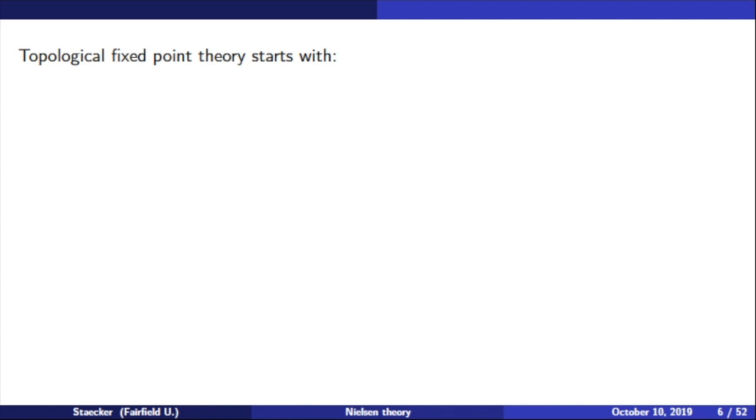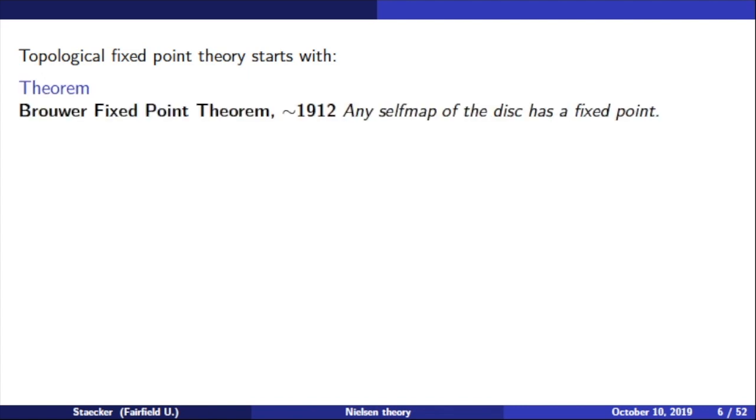Topological fixed point theory, I would say, historically speaking, one early thing that you could say is it starts with the Brouwer fixed point theorem around 1912. It says any self-map of the disk has a fixed point. And Siraj mentioned this in his talk.